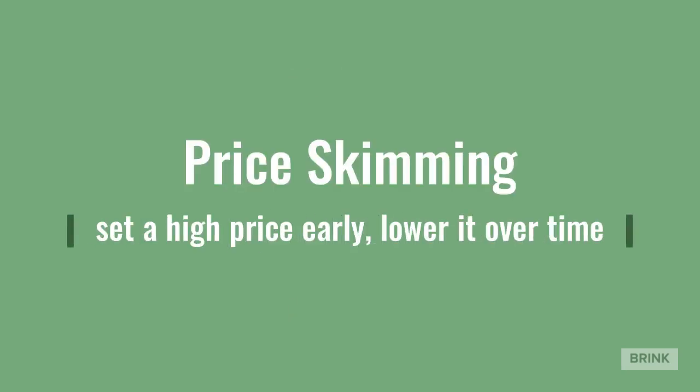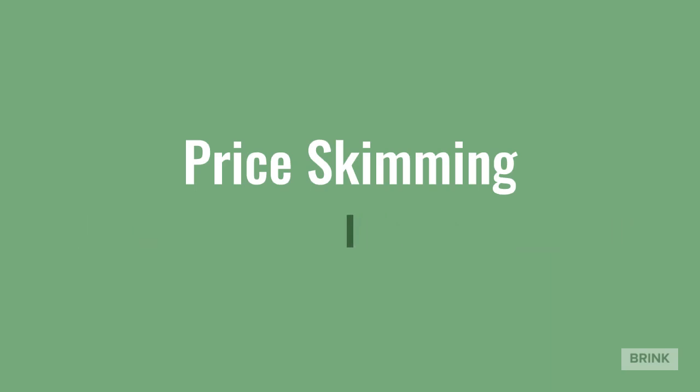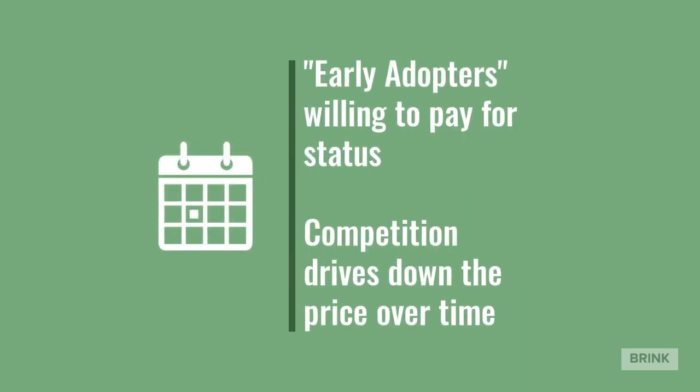Price skimming is a technique when a company sets a high price early in the product's life and lowers it over time. Apple is a frequent user of the skimming technique. First, when an iPhone comes out, individuals known as early adopters are willing to pay as high of a price as possible to get their hands on the new device. Then, as competition gets better and new devices come out, it drives the price down, and individuals from the middle class can do the same.